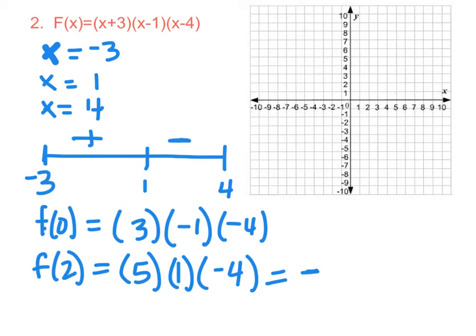So if we go over to our graph, and I guess I should have done this first, but it doesn't matter, I'm going to put a dot at negative 3. That's one of our zeros. I'm going to put a dot at 1. That's another zero. And the last zero is at 4.